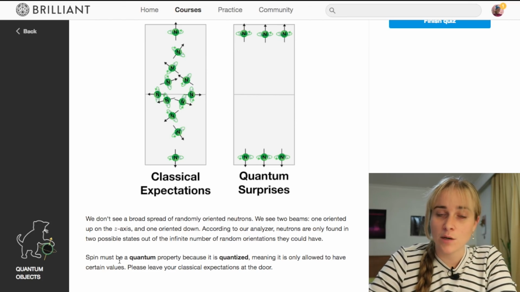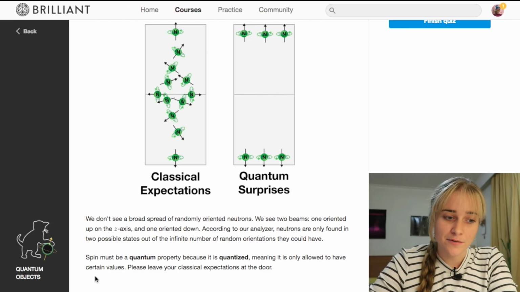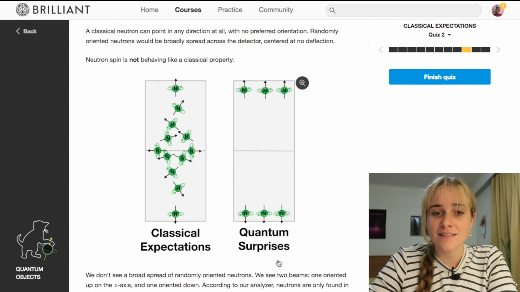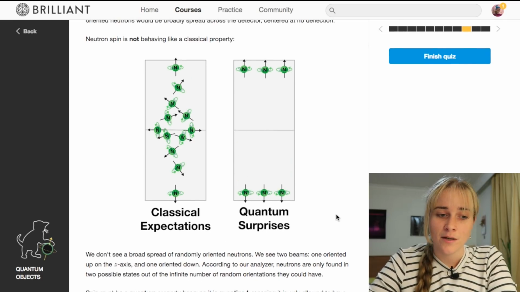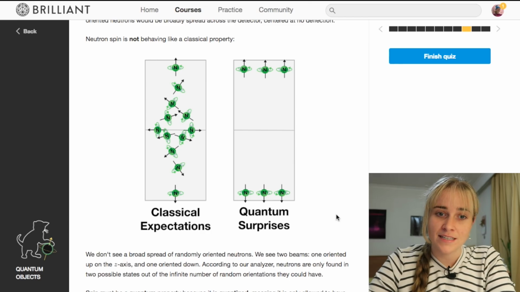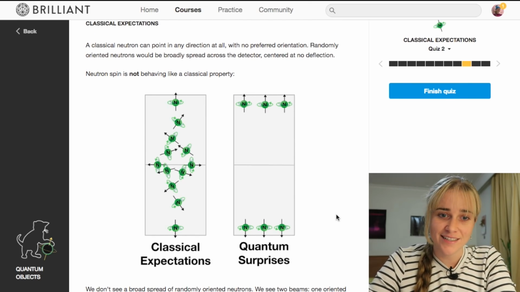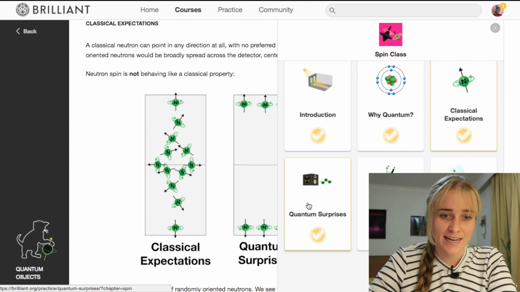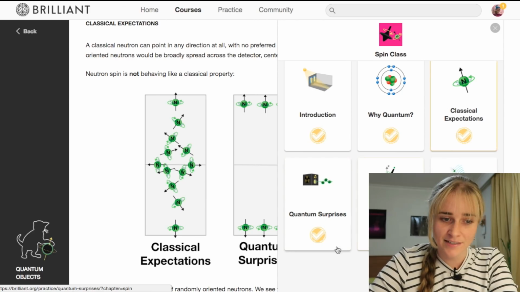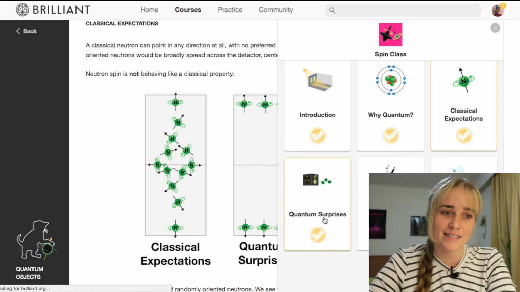Spin must be a quantum property because it is quantized. That means it comes, I guess, in discrete packets. It's only allowed to have certain values. Please leave your classical expectations at the door. So this is really an introduction into why aspects of quantum physics become really surprising. All right, we're heading over into the next section. We were in classical expectations, now we're off to quantum surprises.